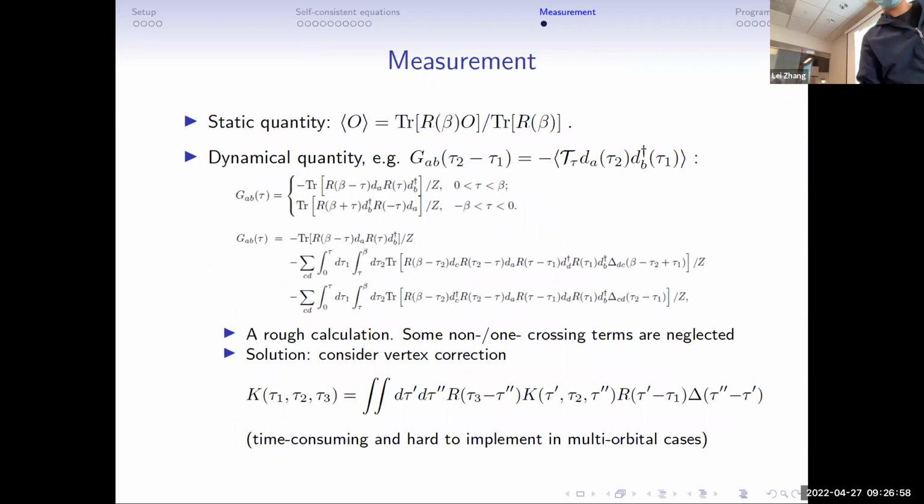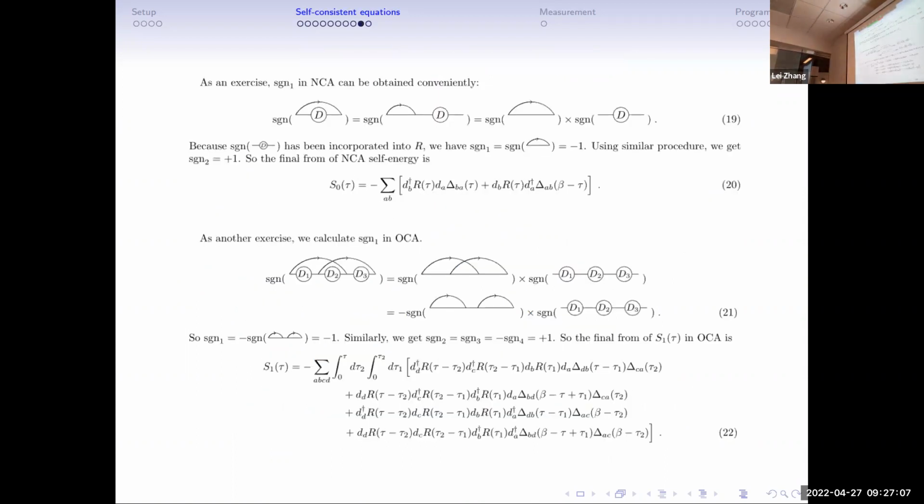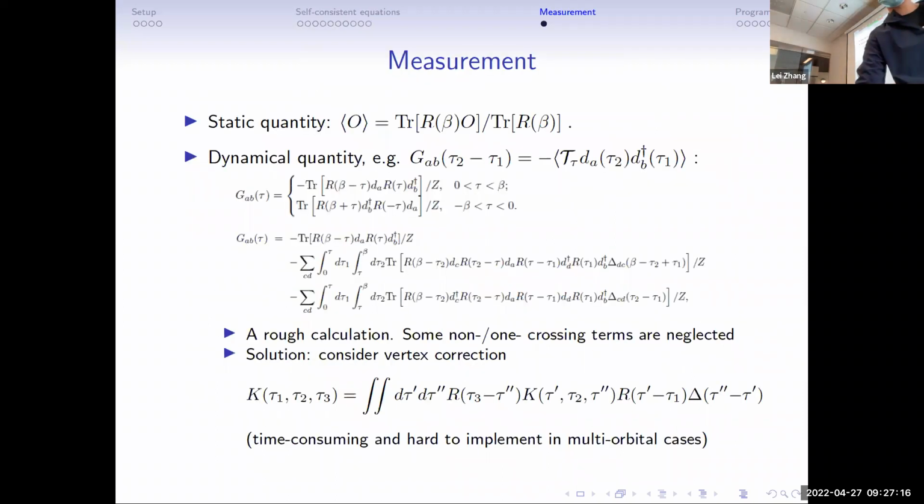Okay, let's continue. I want to introduce how to do the measurement. Here we already have the self-consistent equations 1 and 2. What we need to do is iterate these equations and get a convergent result of the pseudo-particle propagator. After we get that, we can do the measurement. For the static quantity, if we take the trace over R, we will get the partition function, so we can get the static quantity easily by doing the trace.